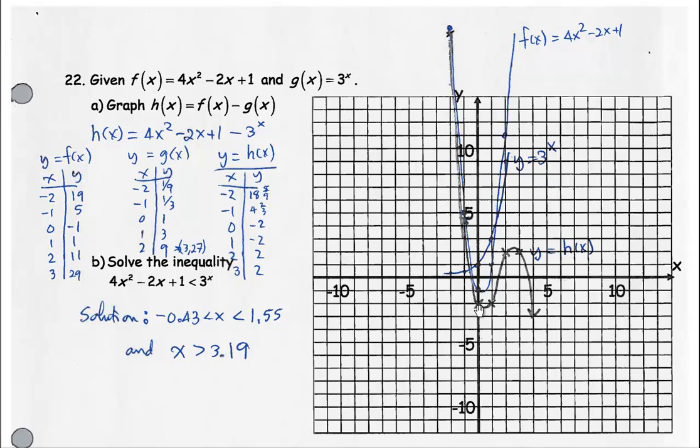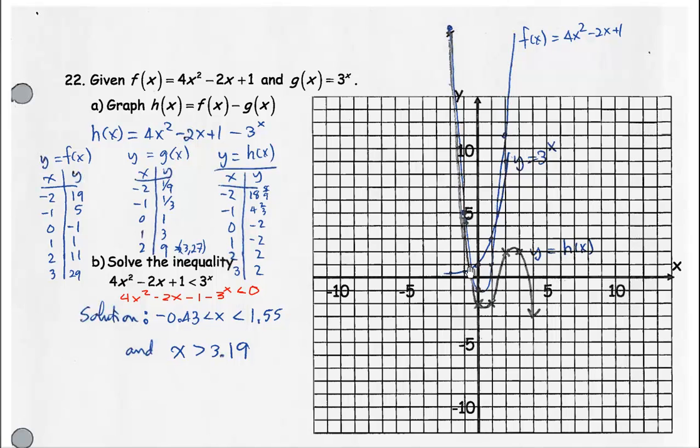Remember what we graphed here was the difference between the two functions. So if I actually were to solve, let me write this on the page here. If I were actually solving, I'm going to take the 3 to the power of x to the left. 4x squared minus 2x minus 1 minus the 3 to the x is less than 0. So basically that's what was graphed in the first part here. So if we find where that's less than 0, well, that's the solutions.